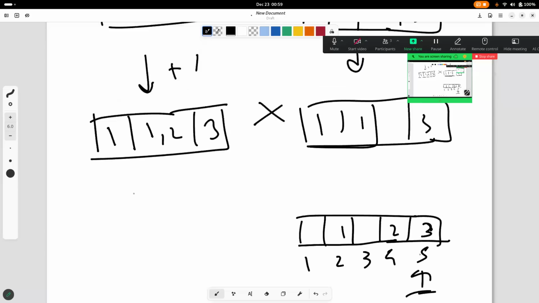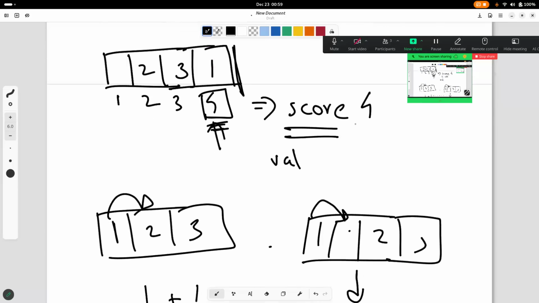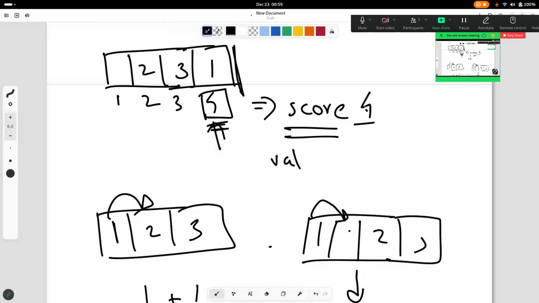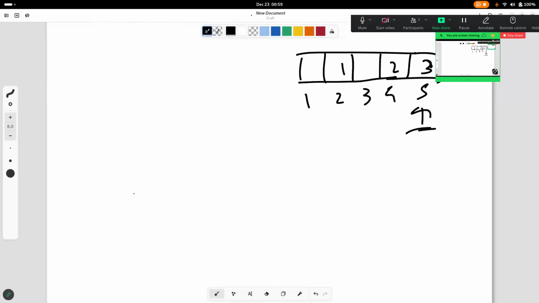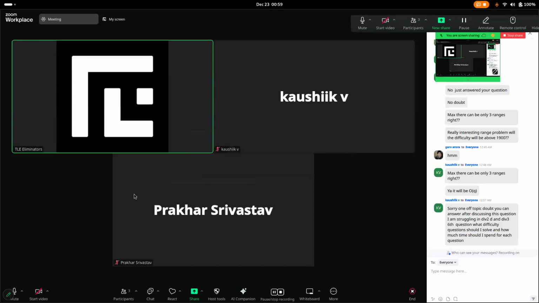We have to find the minimum of the score. So over here, the score was 4. So the minimum score is actually equal to 4. And yeah, so that was the problem. I hope the problem is clear.